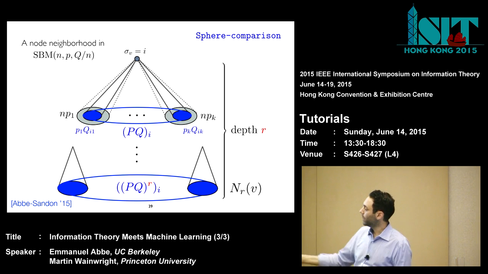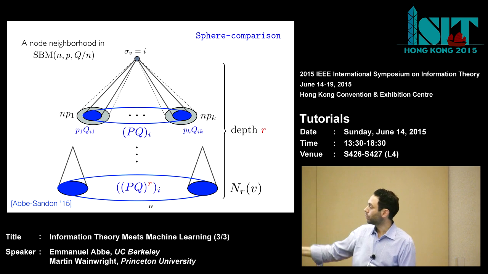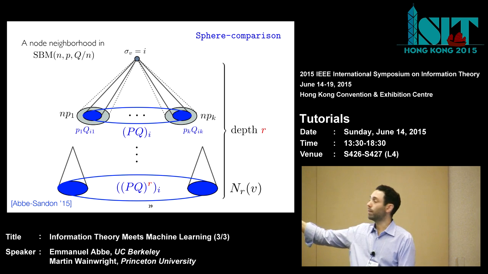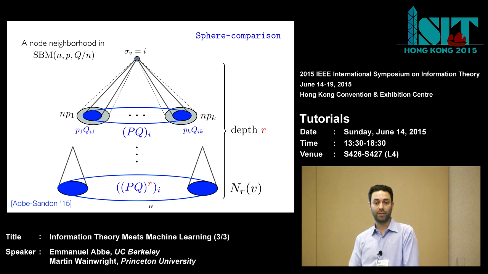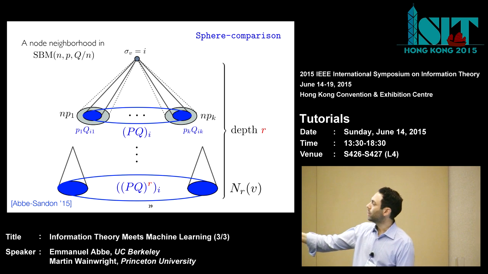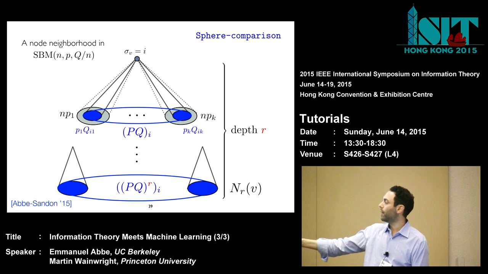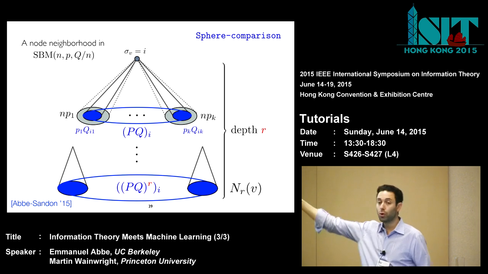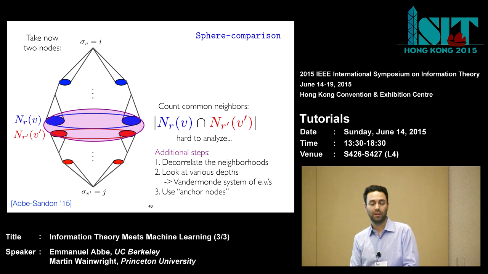So now, of course, if I tell you how many neighbors this node has, it's not enough to tell me what the community is here. For example, if you have a symmetric block model, this is exactly the same for both communities. But the idea is that instead of looking at how many neighbors a node has at a given depth, you count how many common neighbors 2 nodes have at a given depth.